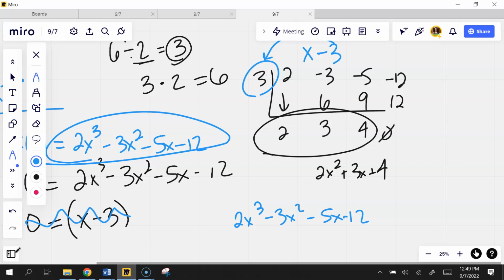divided by x minus 3. Okay. And because I didn't get a remainder, then I know that it's a factor. Apparently I need to back up even further, right?